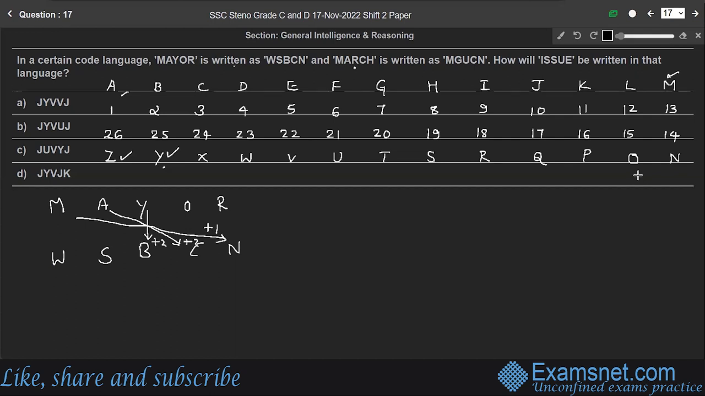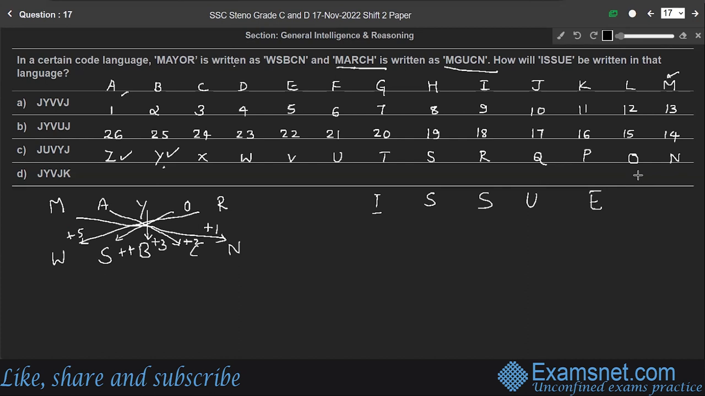So Y plus 3 can be written as B. And O plus 4 is S. O is 15, S is 19. And R plus 5 is W. So Mayor is coded as WSBCN. Similarly, the second word March is written as MGUCN. Therefore, we'll consider the third word, issue.